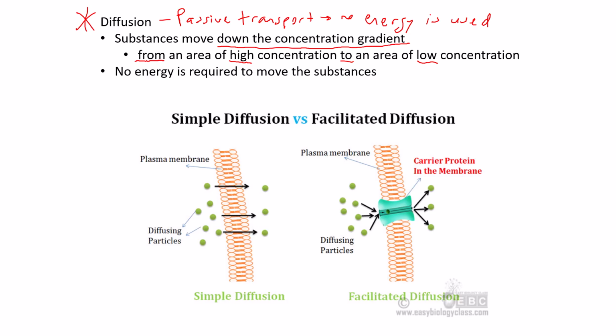Simple diffusion is if the molecules or substances go in between the phospholipids. And facilitated diffusion is if a protein channel is used to move stuff either into or out of our cells. So now, just to make sure that you understand this, I'm just going to make a few drawings on the next slide. So again, this could be either for when the molecules or substances move into our cells or out.